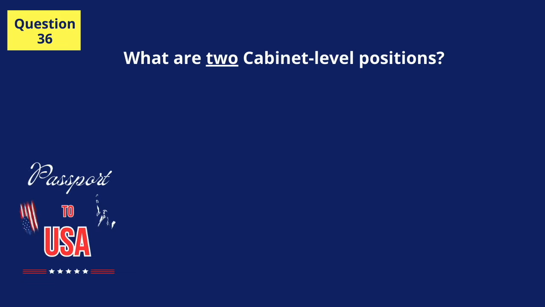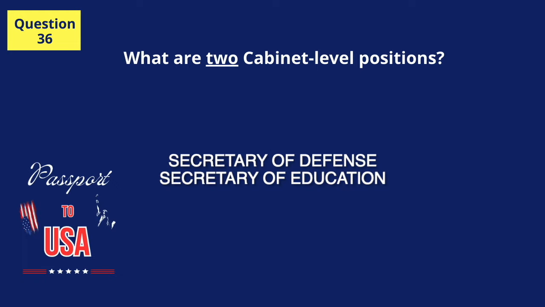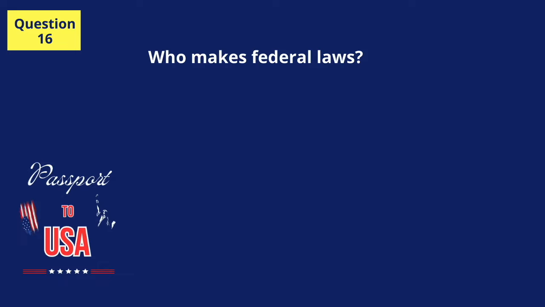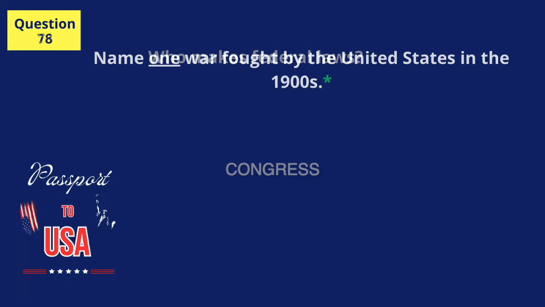What are two cabinet-level positions? Attorney General. Vice President. Who makes federal laws? Congress. Name one war fought by the United States in the 1900s. World War I.